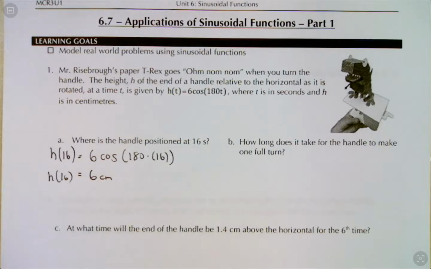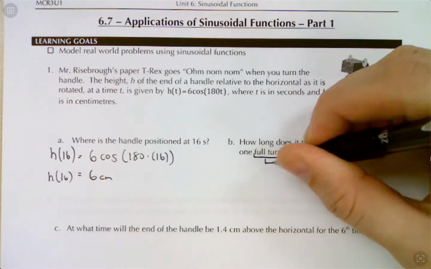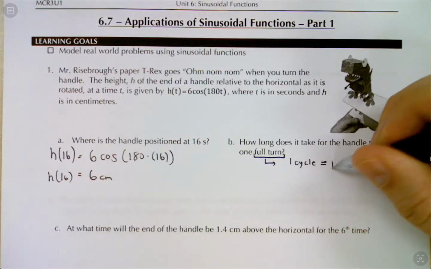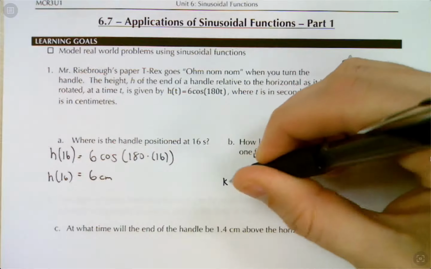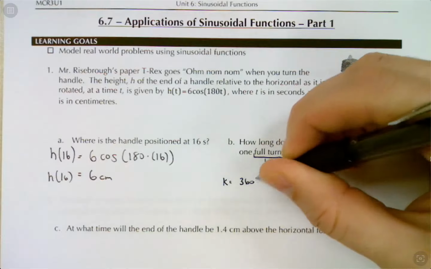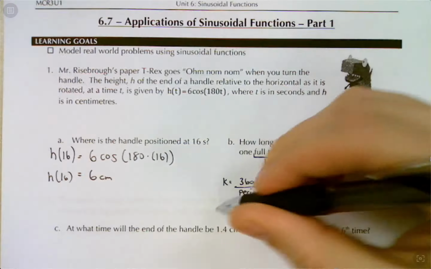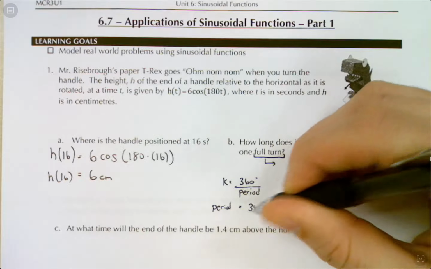B says, how long does it take for the handle to make one full turn? Well, one full turn, it's asking for 1 cycle. And we know that a cycle is called the period. The relationship we have between an equation and the period is in terms of k. We know that k equals 360 divided by the period. So we can rearrange that equation and use that the period is just 360 divided by k.